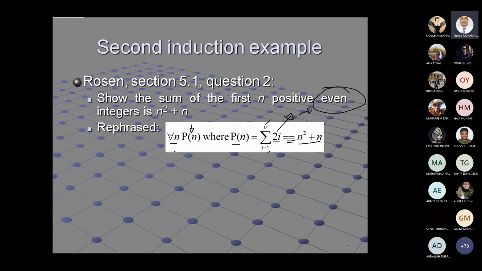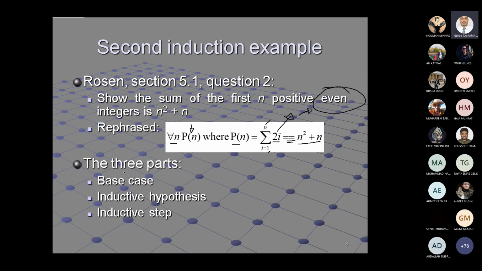Okay, first step, which is the base case. Second step, which is the inductive hypothesis for k. Base case, always it's the first one, so we will see it for 1. Inductive step, we have to show it for k plus 1.